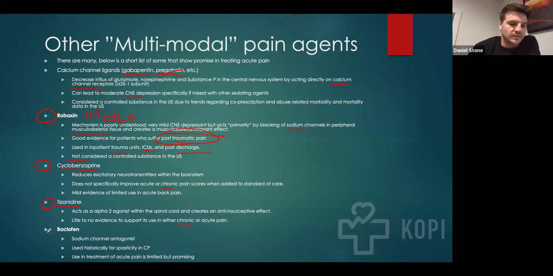The one medication that does have a little bit more promise is actually baclofen, which many of you have maybe seen with cerebral palsy patients. It's used historically for spasticity, but it can also be a pretty good agent for acute pain. The medication requires a little bit of monitoring, but it's certainly an option as well, specifically for chronic pain and spasmodic pain. So these are medications that we consider multimodal pain agents. They can be helpful, but they're not necessarily first line, and their indication depends on multiple patient circumstances.